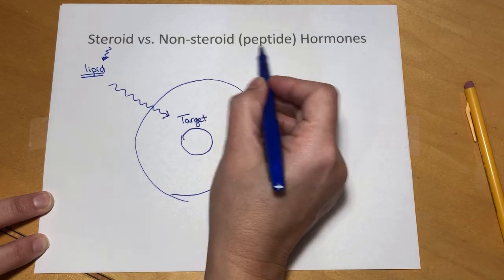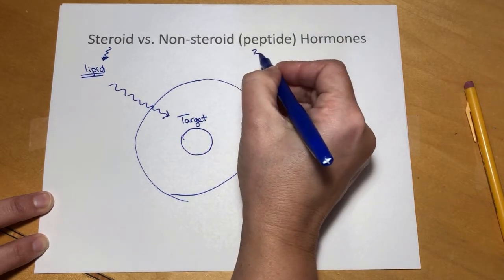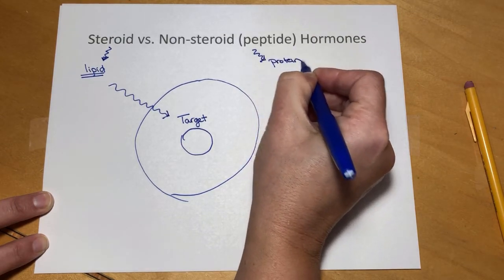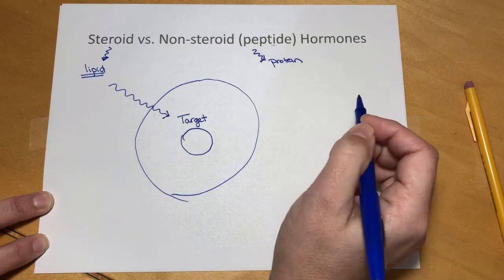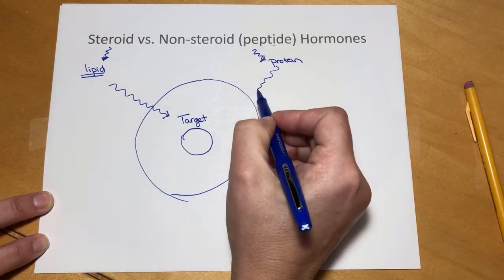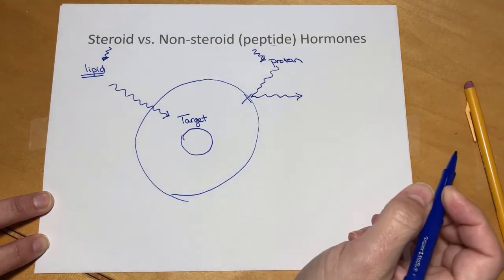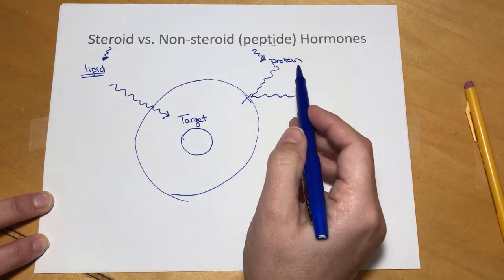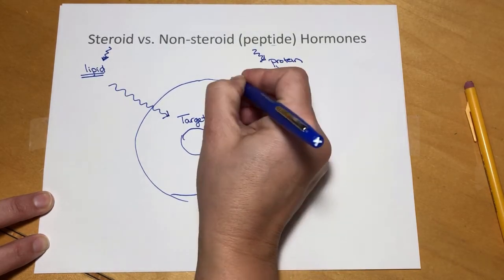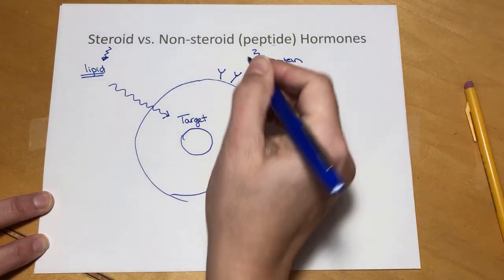Non-steroid hormones or peptide hormones are not lipids. They are generally made out of some kind of protein. Remember, peptide is a short protein. These cannot pass through the plasma membrane because they are polar and they are large. So instead, they bind to a receptor on the surface of the cell.